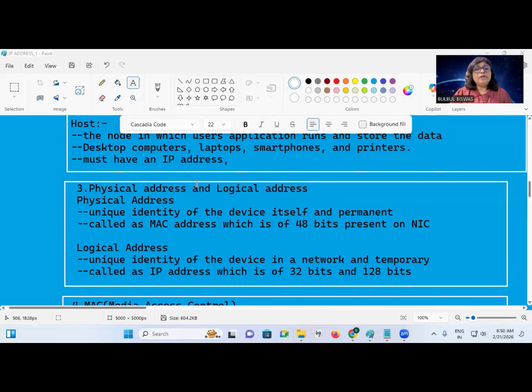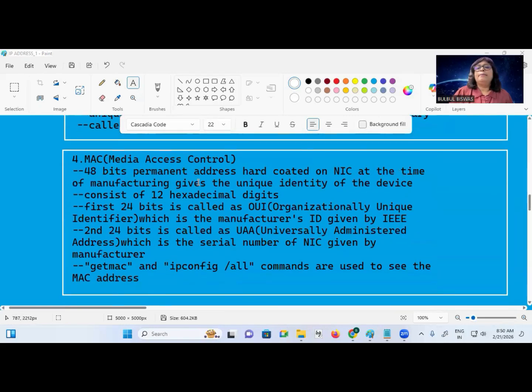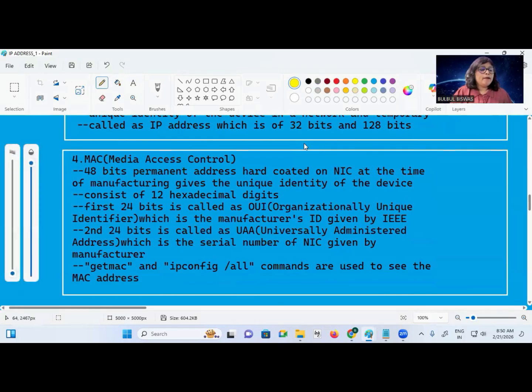So in the networking world, this physical address we call a MAC address. It is 48 bits. This MAC address is divided into two parts. The first 24 bits are the OUI and the second 24 bits are called the UAA. The first 24 bits are the manufacturer's ID given by the IEEE, and the next 24 bits are given by the manufacturer as the serial number of the network interface card. Altogether, 24 plus 24 is 48 bits.